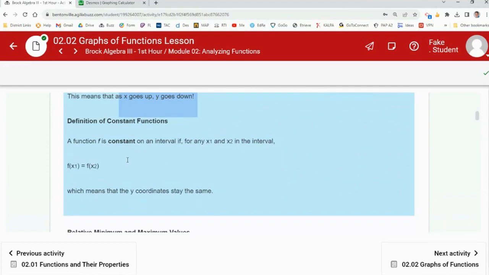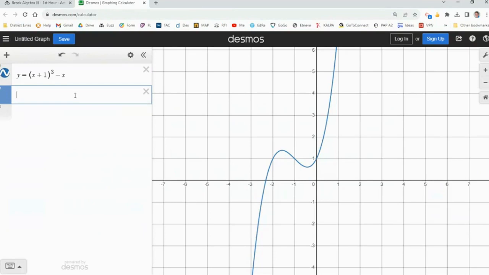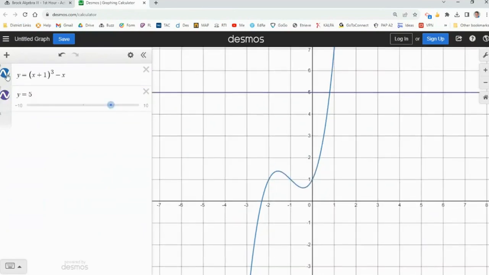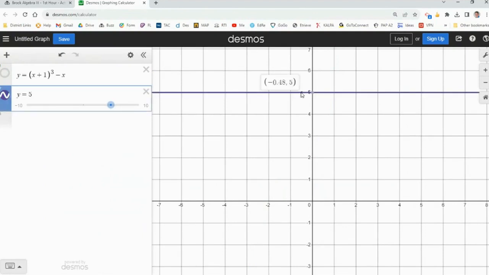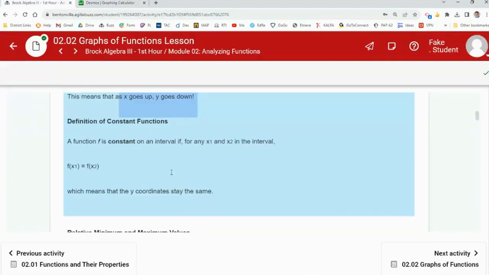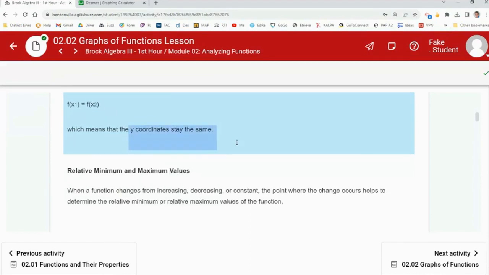Constant functions. If they end up the same, here's a constant function: y equals 5. So that purple line there is a constant function. It's not increasing or decreasing. It's constantly 5. Doesn't matter what the x is. The x starts at negative 6, y is 5. Negative 3, y is 5. 0, y is 5. 4, y is 5. Constant function, which means just the y stays the same.